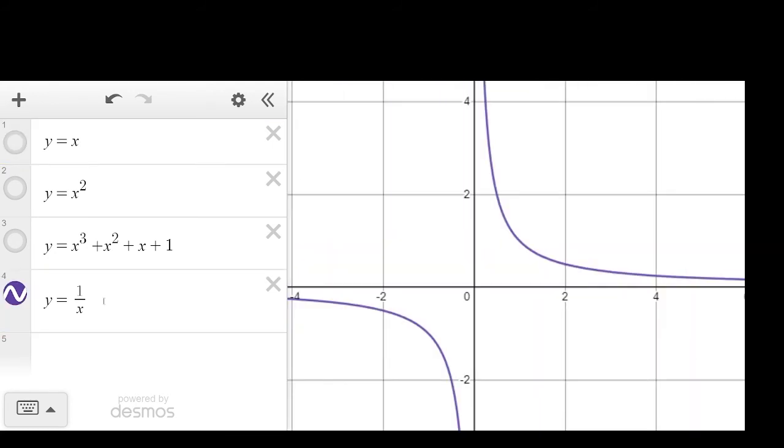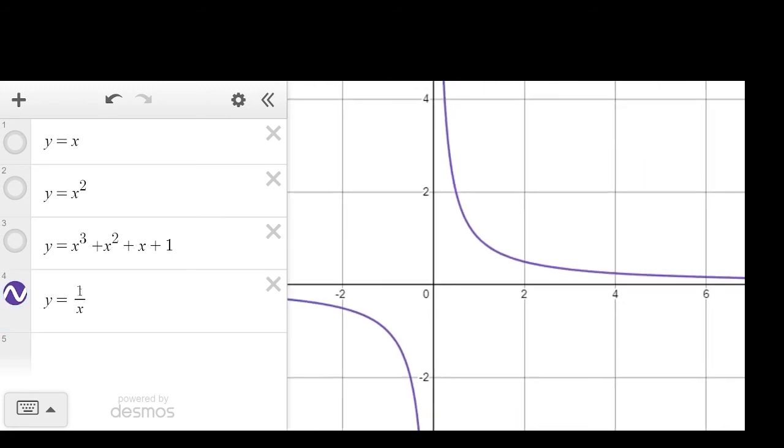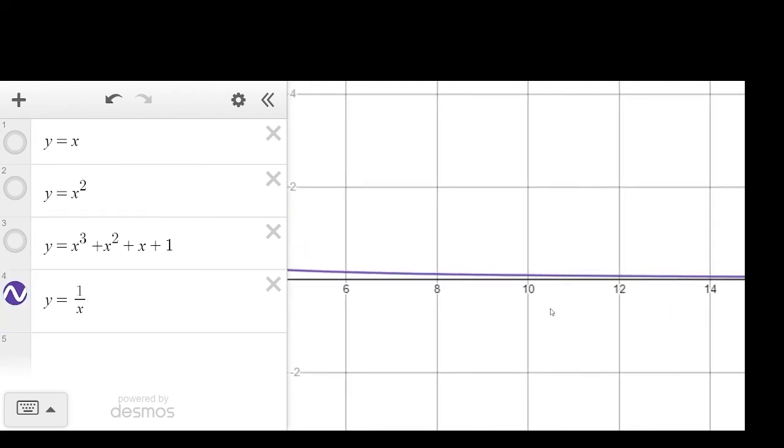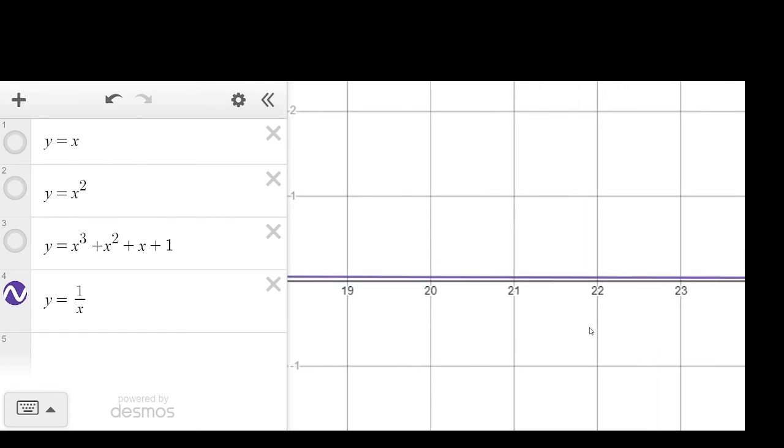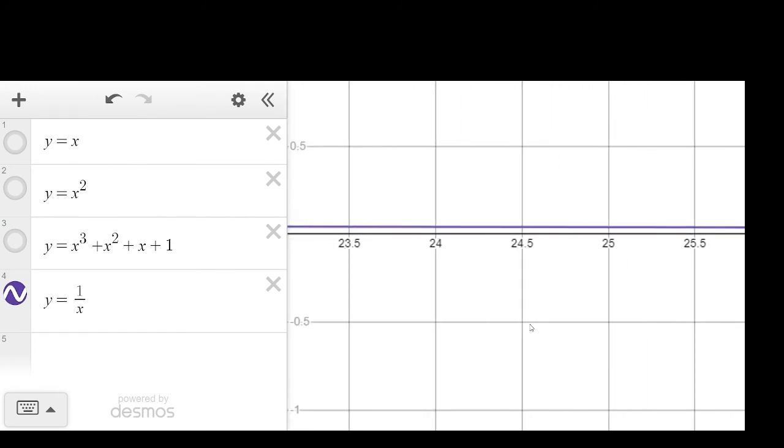One way of thinking about why this is, if you consider x becoming larger and larger, that means going in this graph to the right, y becomes 1 over a larger and larger number. So it becomes a smaller and smaller fraction. But as x becomes larger and larger, y never quite becomes 0. It just becomes smaller and smaller.